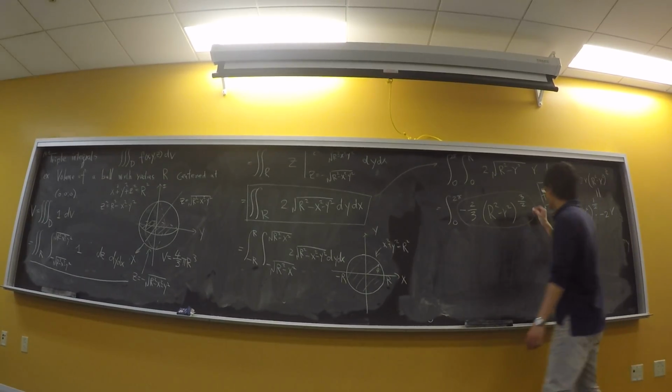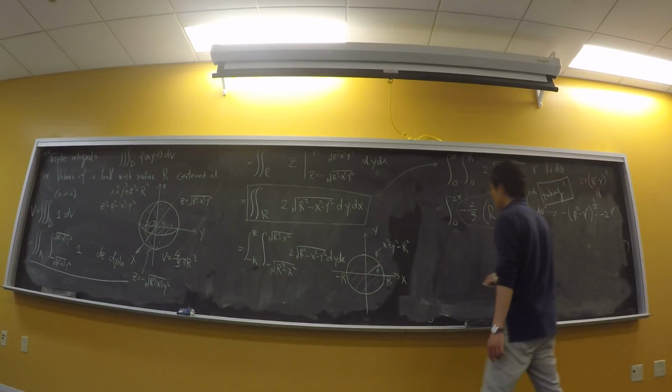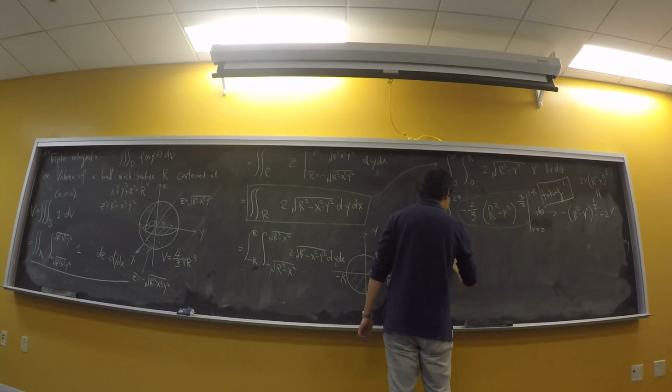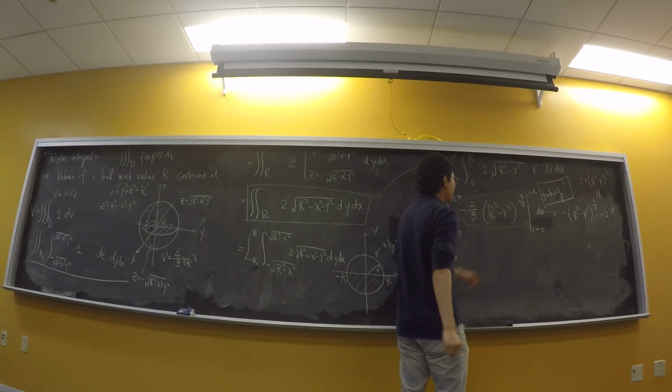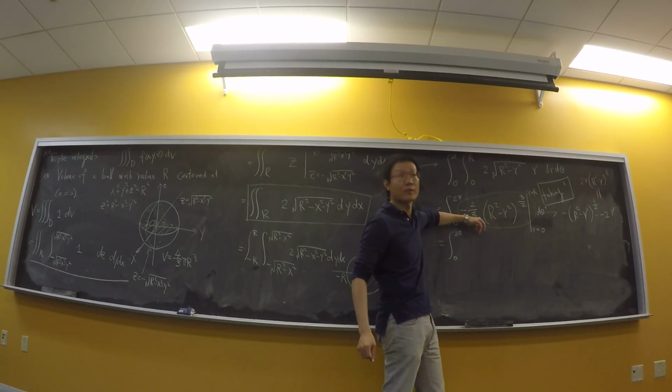And then I have to evaluate from r equal to 0 to r equal to capital R, and d theta on the outside. So it's from 0 to 2 pi. When r is equal to capital R, this whole thing disappears.